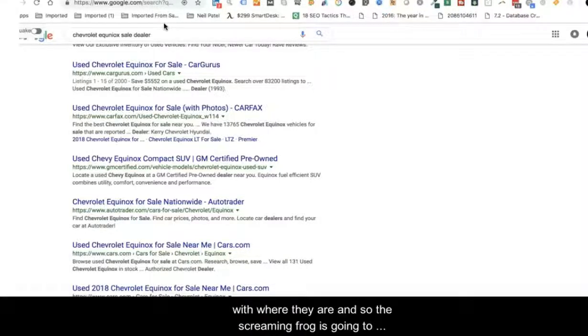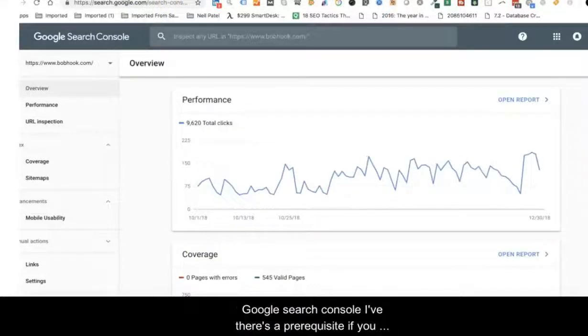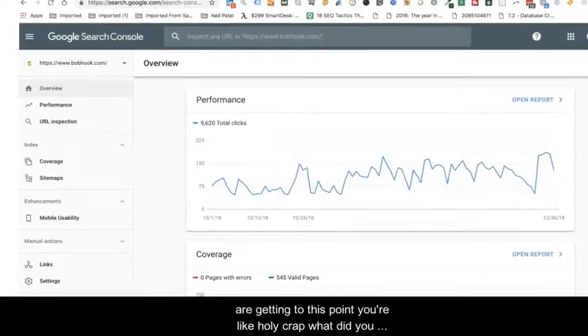And so Screaming Frog is going to be the first tool that we talked about. But the next tool that we're now going to get into is Google Search Console. And so Google Search Console, there's a prerequisite. If you are getting to this point and you're like, holy crap, what did you just open?